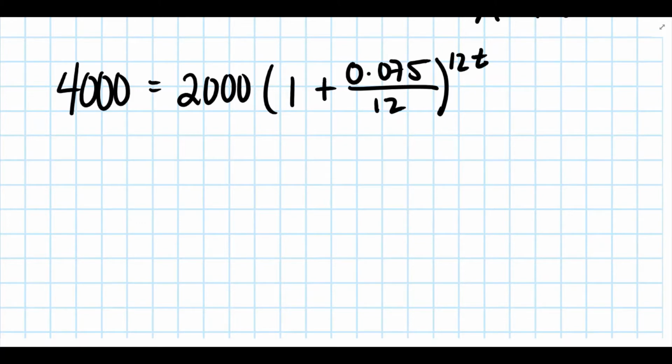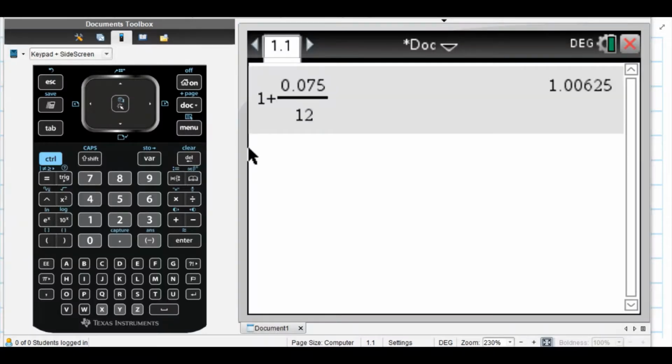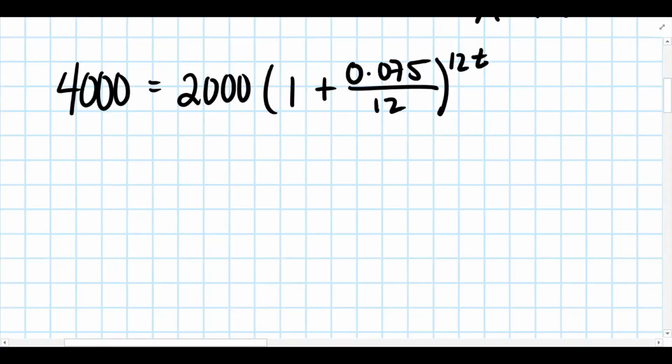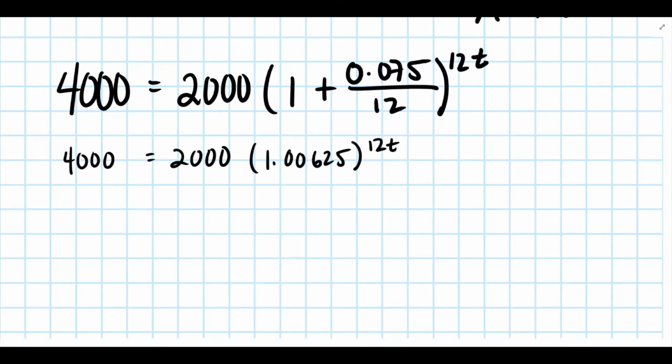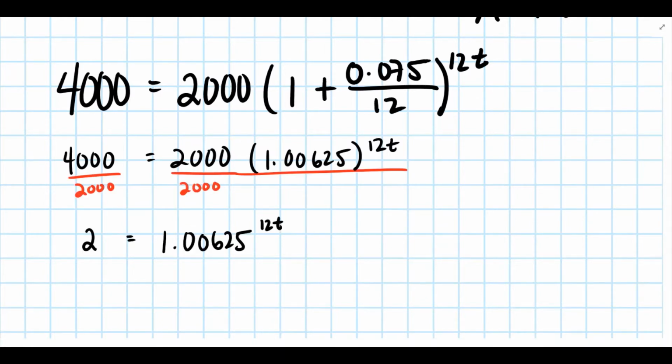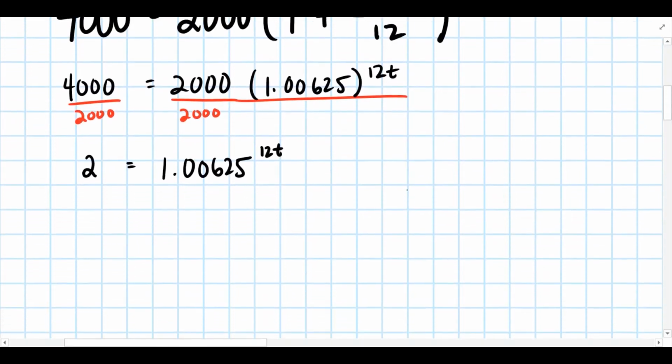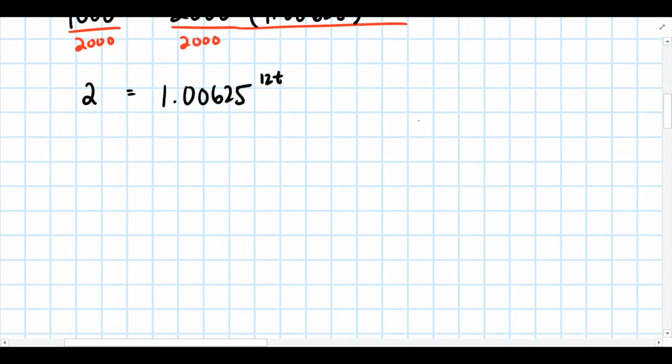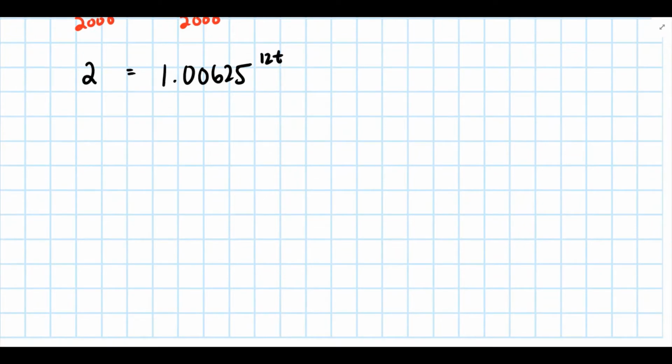First off, we can use a calculator to simplify the interior of the parentheses. At this time, we can divide both sides by 2,000 to begin to isolate t. Now that we have a base value and an exponent, we can use the definition of a logarithm to rewrite this equation.